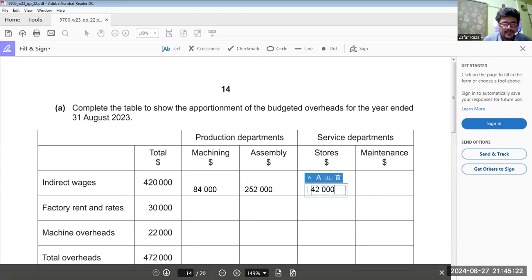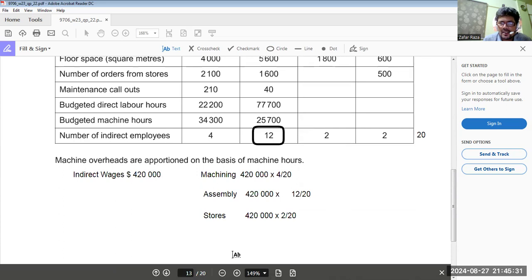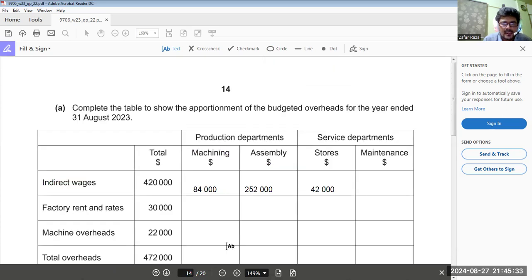Then we have the last, again 2, that means we don't need to calculate for the maintenance department because it also has 2 employees, so their amount would be 42,000. Okay. So this is how we have apportioned indirect wages among four departments, to production, to service.